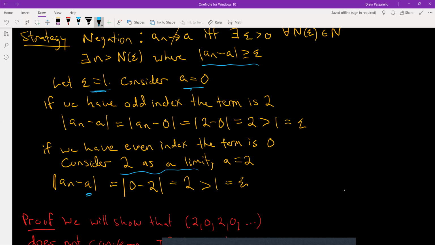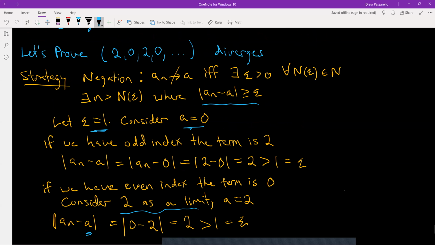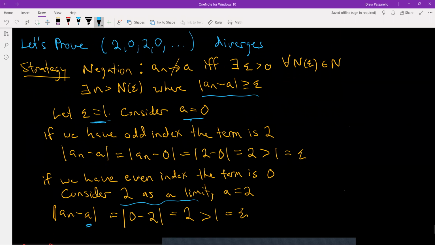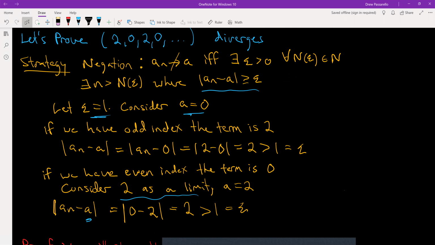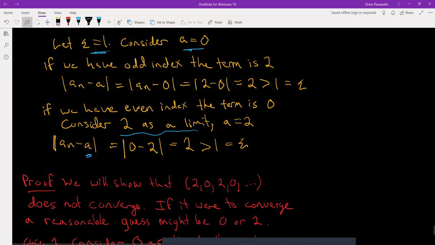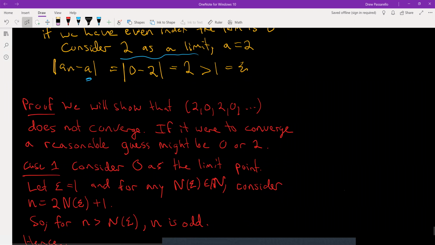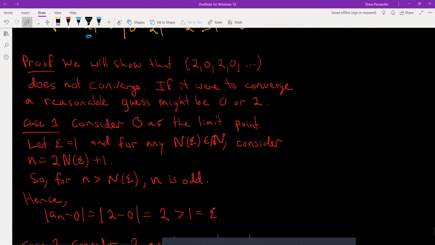All right, so now that's the strategy. Now the actual proof. It's very similar to what I wrote here, just formalizing it. All right, so we will show that the sequence 2, 0, 2, 0, ... does not converge. Now, if it were to converge, a reasonable guess might be 0 or 2.